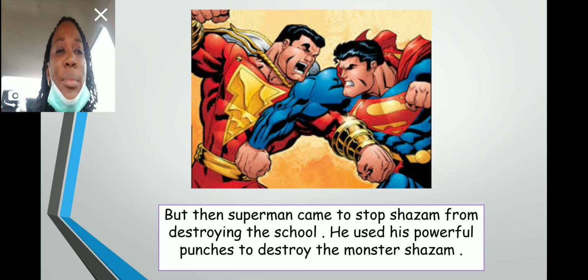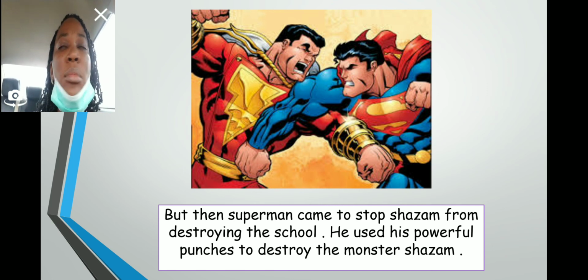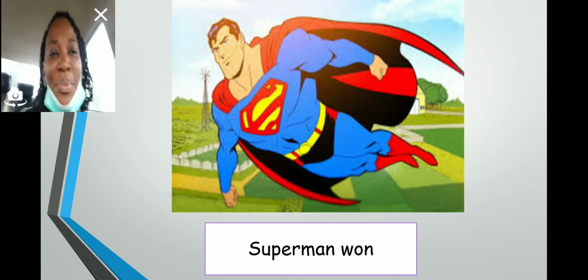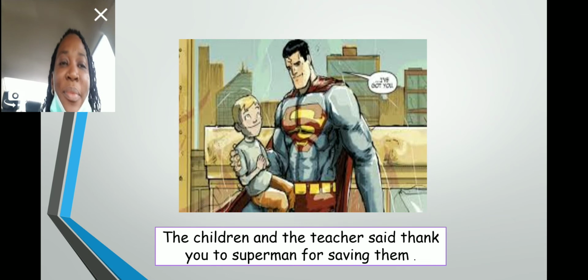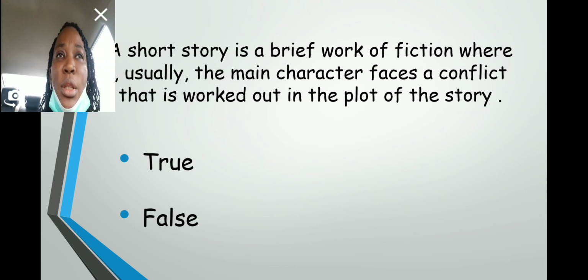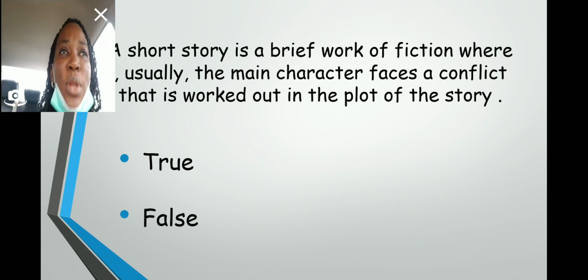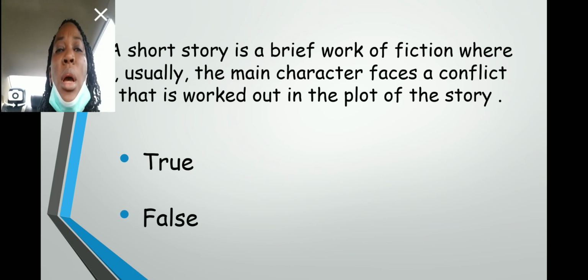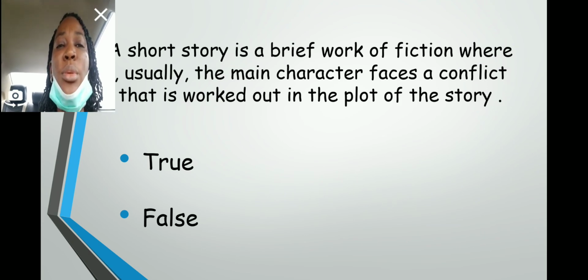But then Superman came to stop Shazam from destroying the school. He used his powerful punches to destroy the monster Shazam. Superman won. The children and teachers said thank you to Superman for saving them. And that's the end of the story. Okay, quite a simple and short story. We saw our characters, we saw the setting, we saw the problem, and we saw the solution, how it was solved.